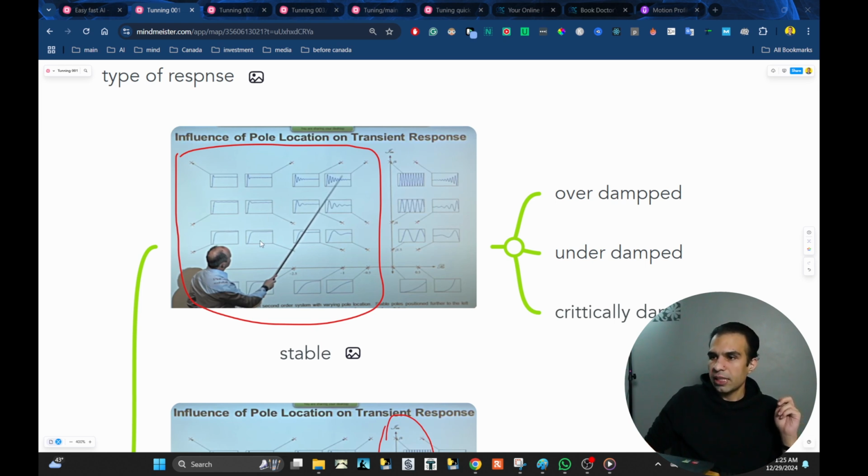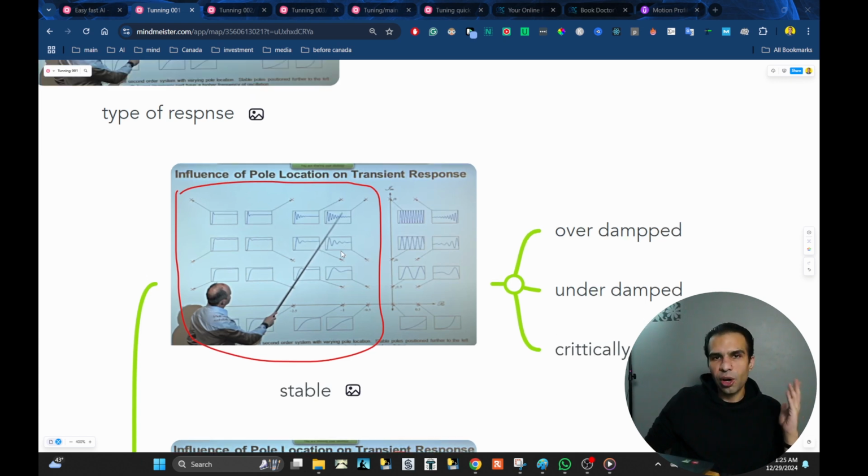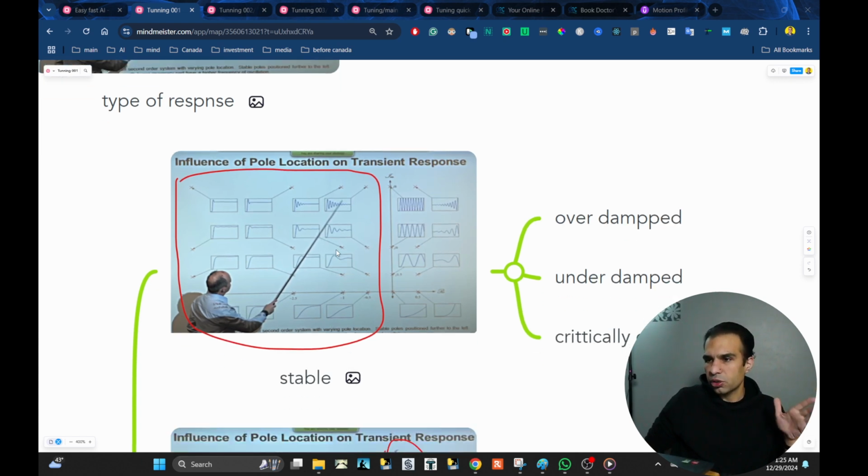In the next video, I still want to talk a little bit before we move into PID tuning. I want to talk a little more about this picture. Actually, this picture says 1,000 words. This is such a valuable asset, an understanding you have in your toolset.